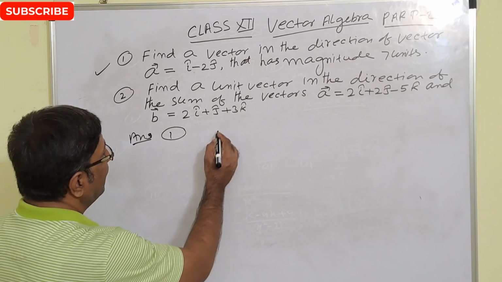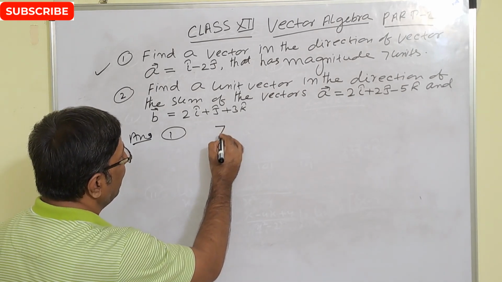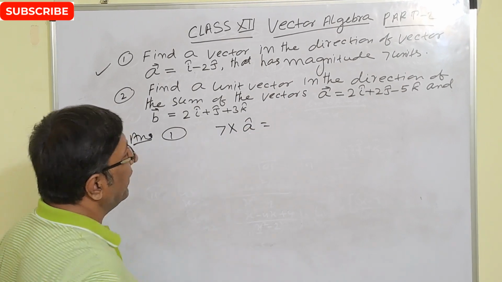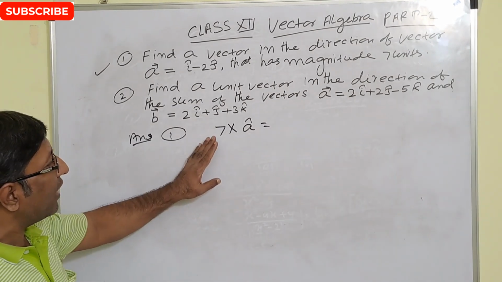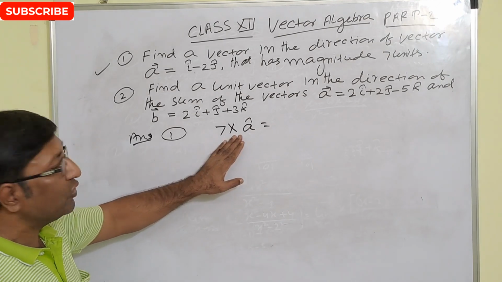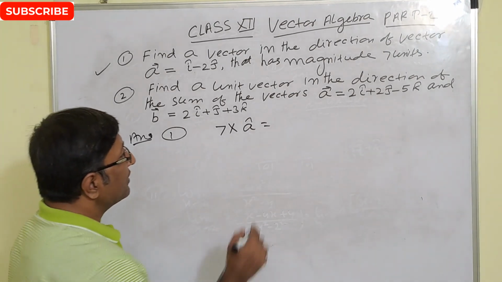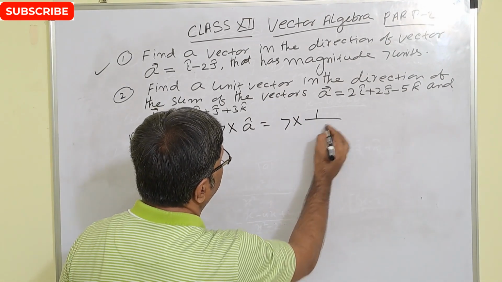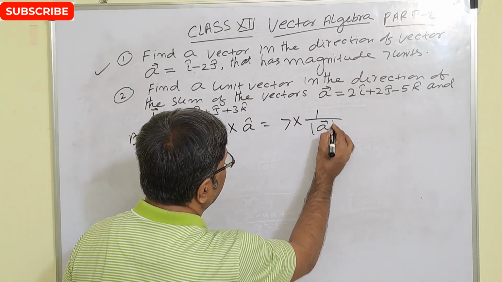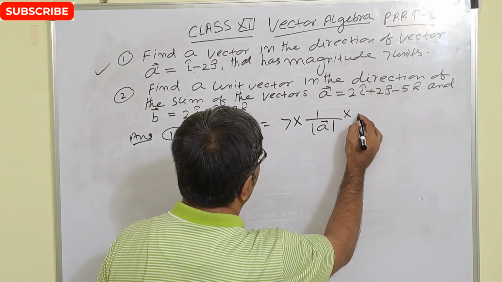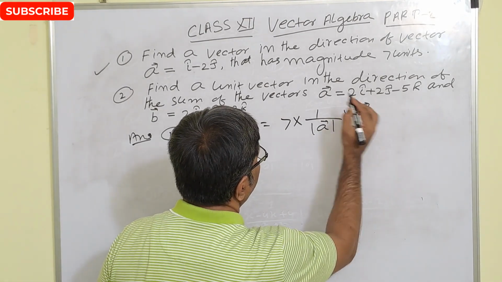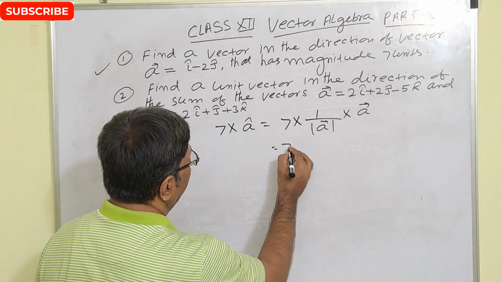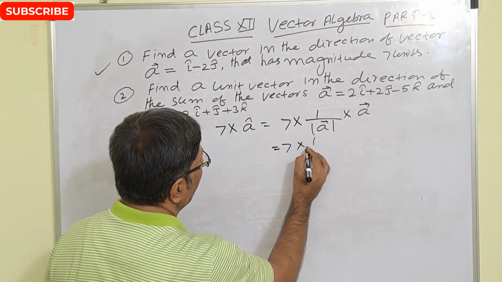So we can find 7 units: 7 into unit vector A. Unit vector A is denoted by A cap. So our required answer will be 7 into the unit vector. You know 7 is 7, and unit vector A is 1 upon the magnitude of vector A multiplied by vector A. So here, 7 into 1 upon the magnitude of vector A.